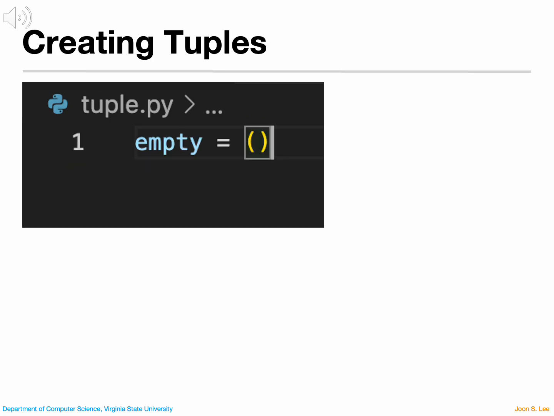You can also create an empty tuple, which is simply a tuple with no elements in it. In this example, the variable empty is assigned to a pair of parentheses with nothing inside. This creates a valid tuple object, just one that happens to contain 0 items. Empty tuples are sometimes used as placeholders in programs. For example, when you want to initialize a variable that will later hold tuple data, or when a function needs to return an empty result. So, empty equals open parenthesis, close parenthesis, defines a tuple that exists but has no elements inside.